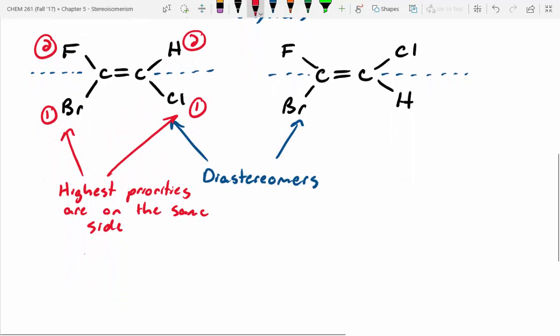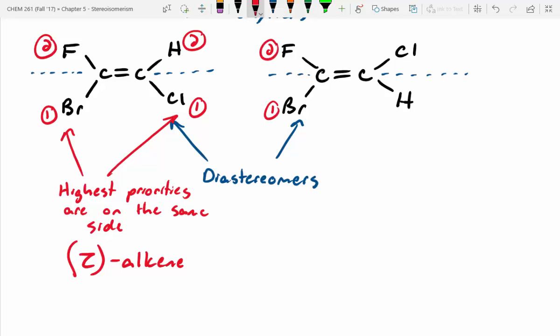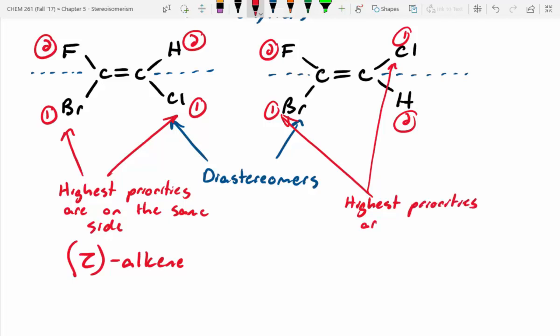And this is referred to as a Z alkene. All right, we could do the same thing to the one on the right. So we know bromine's more important than fluorine, so we'll put that 1, fluorine 2. And then on the right, we've got chlorine as 1, hydrogen on 2. So for this one, it's a little bit different. The highest priorities are on opposite sides. And this is referred to as an E alkene.